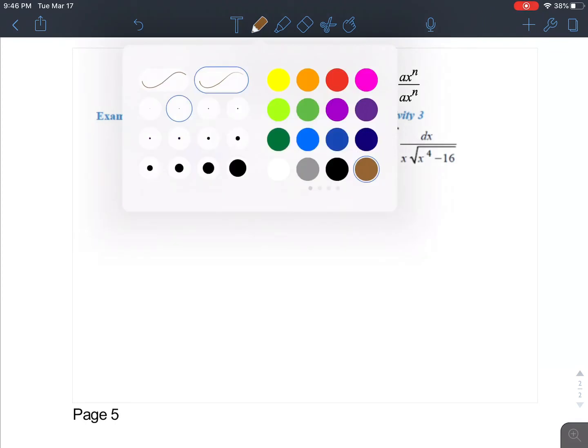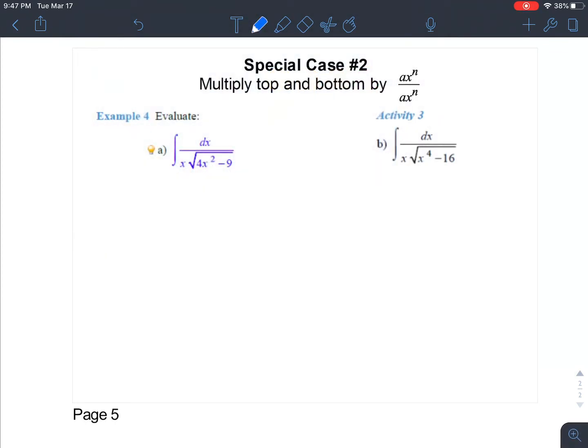Okay, so that was our first special case where we had to complete the square. Now we're going to get into our second special case where we need to multiply the top and bottom by this fraction ax to the nth over ax to the nth, which you should see, of course, is just 1. Now, this first example that I've got here doesn't exactly need to... I'm kind of stretching the definition a little bit by saying that we need to do the special case, because it's really not that big of a deal, but the second one definitely needs it.